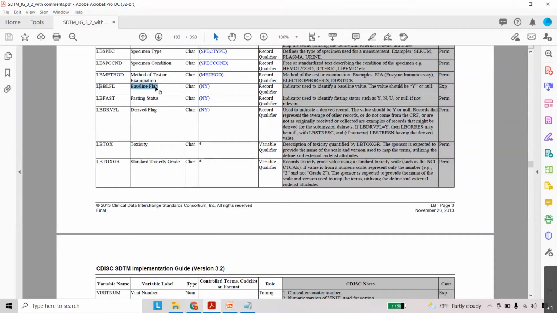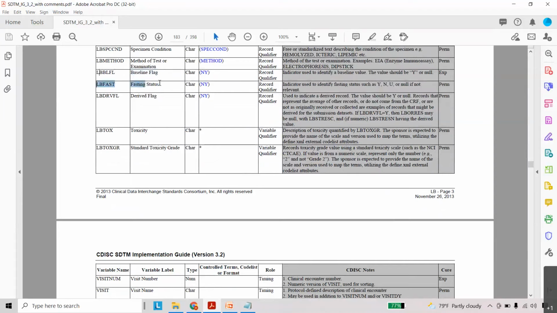LBLFL is a baseline flag. Understanding the baseline is very important. When we discuss the ADaM datasets, we have a special topic called BASE, and we will also discuss the baseline flag information. Baseline is nothing but the last non-missing value for a particular test before the treatment. For that last non-missing value, we can populate the baseline flag as Y.